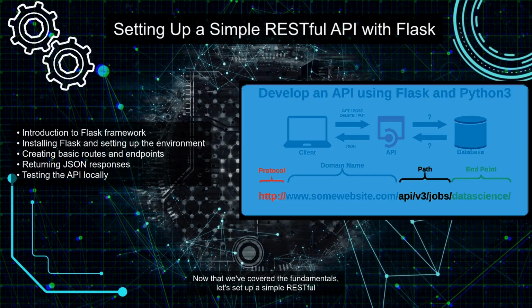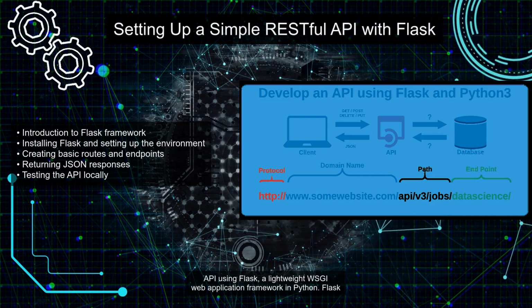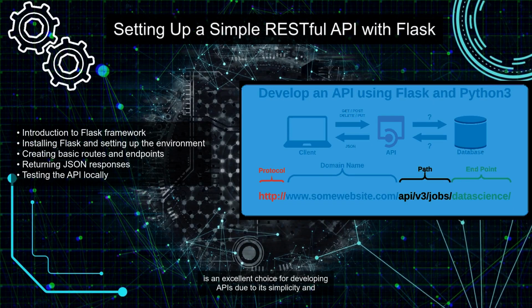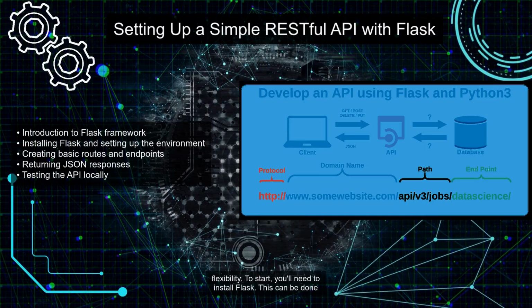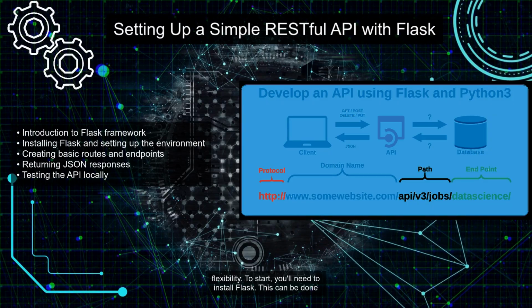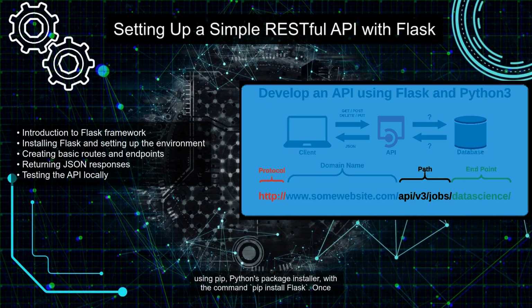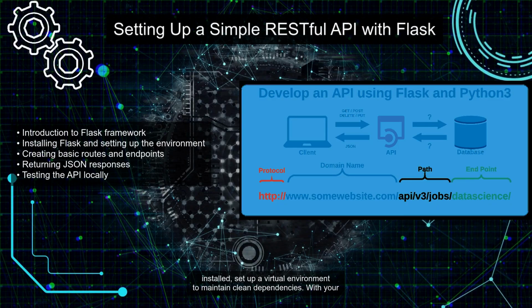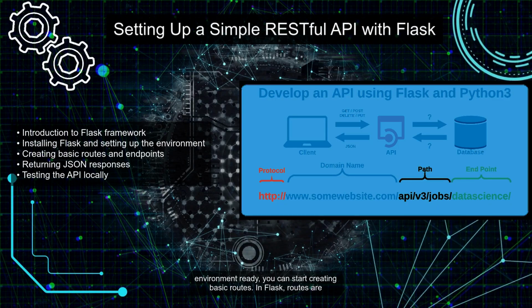Now that we've covered the fundamentals, let's set up a simple RESTful API using Flask, a lightweight WSGI web application framework in Python. Flask is an excellent choice for developing APIs due to its simplicity and flexibility. To start, you'll need to install Flask. This can be done using pip, Python's package installer, with the command pip install Flask. Once installed, set up a virtual environment to maintain clean dependencies. With your environment ready, you can start creating basic routes.